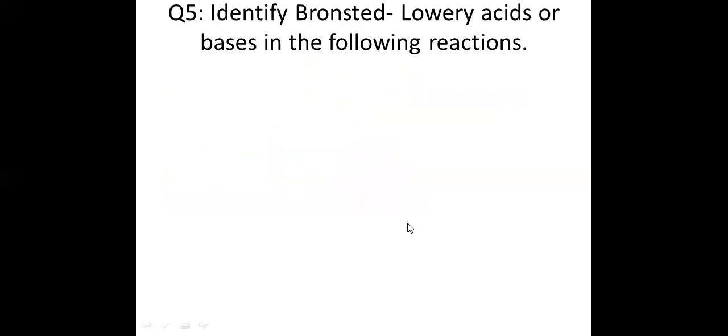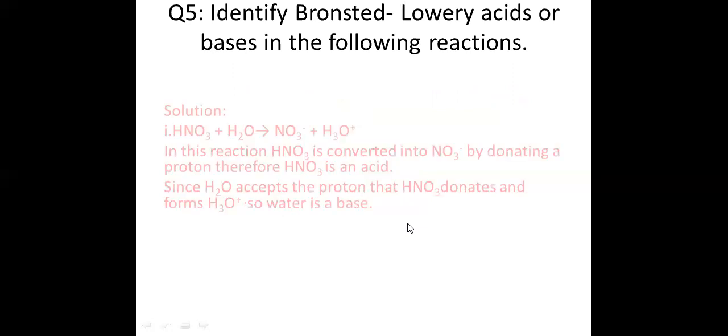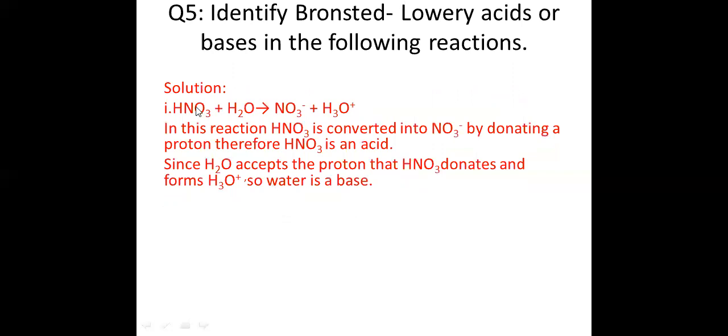Next question, question number 5. Identify Bronsted-Lowry acids or bases in the following reactions. Reaction number 1, nitric acid when it reacts with water, it will give nitrate ion and hydronium ion.